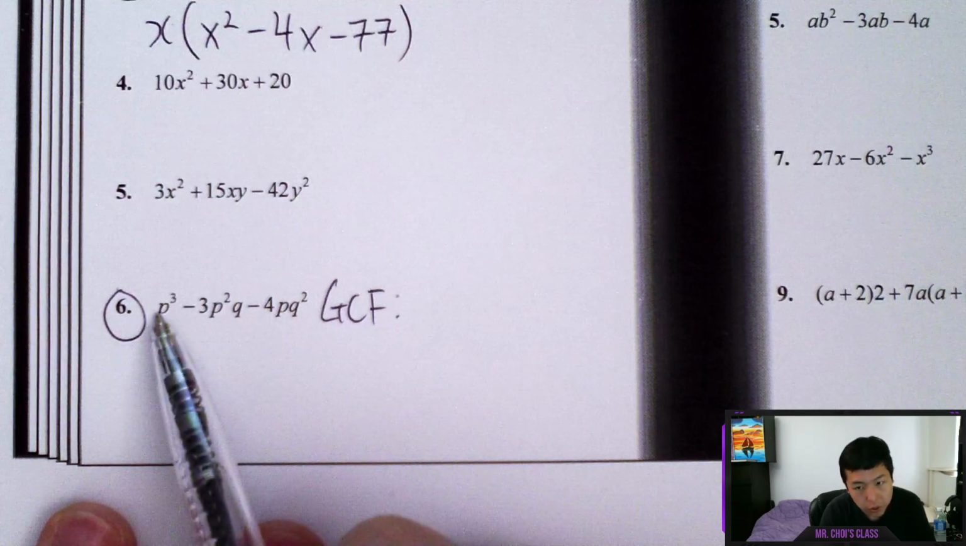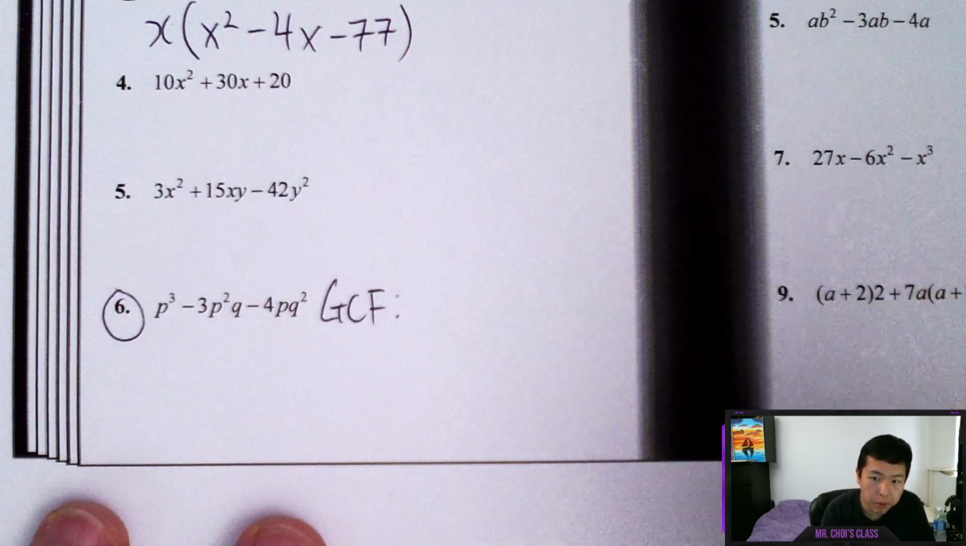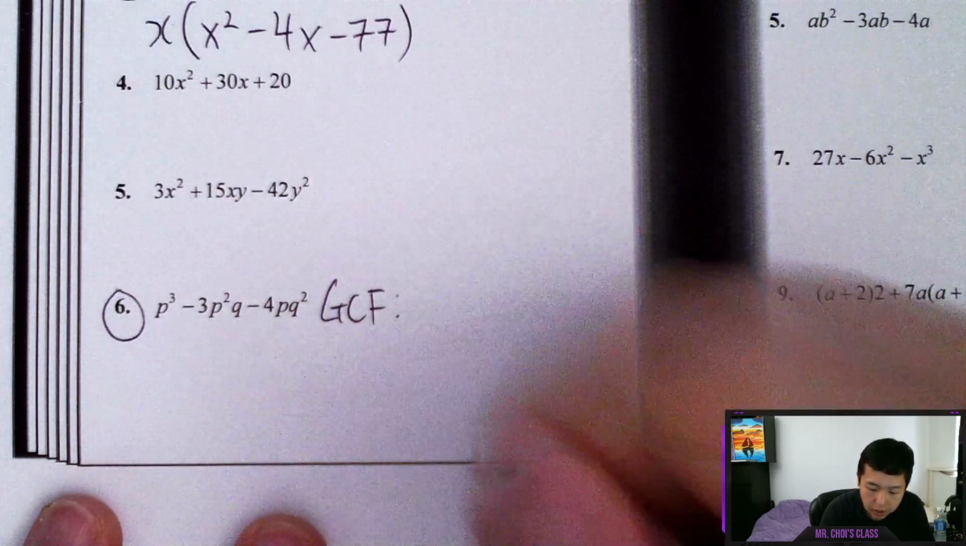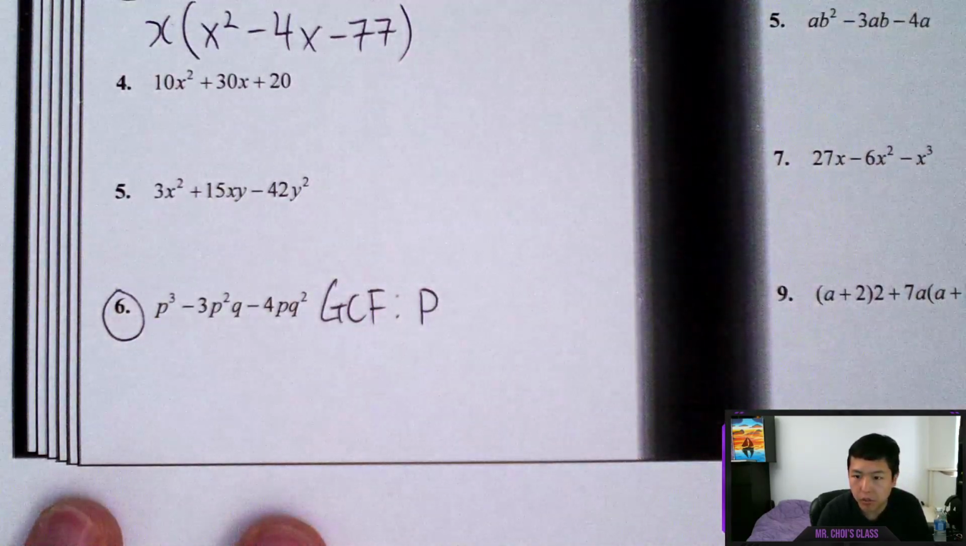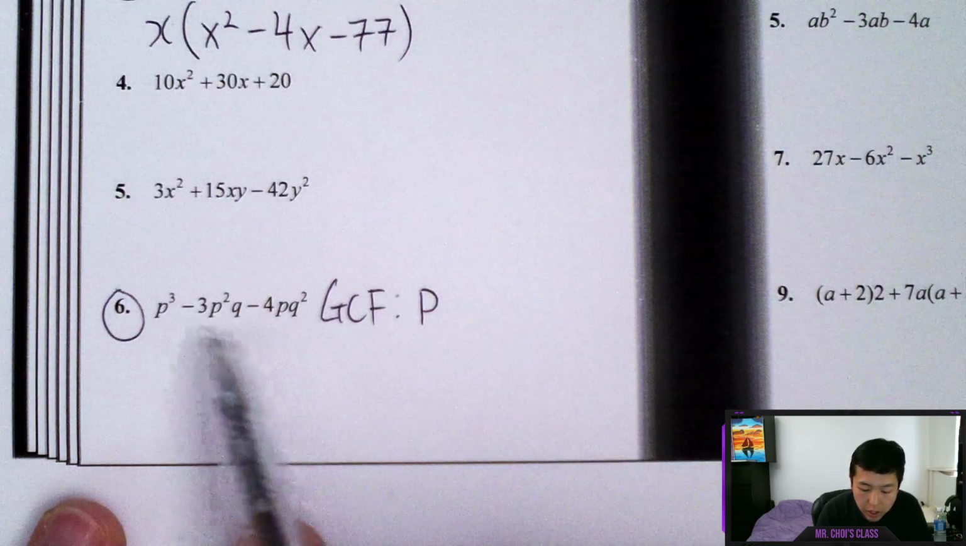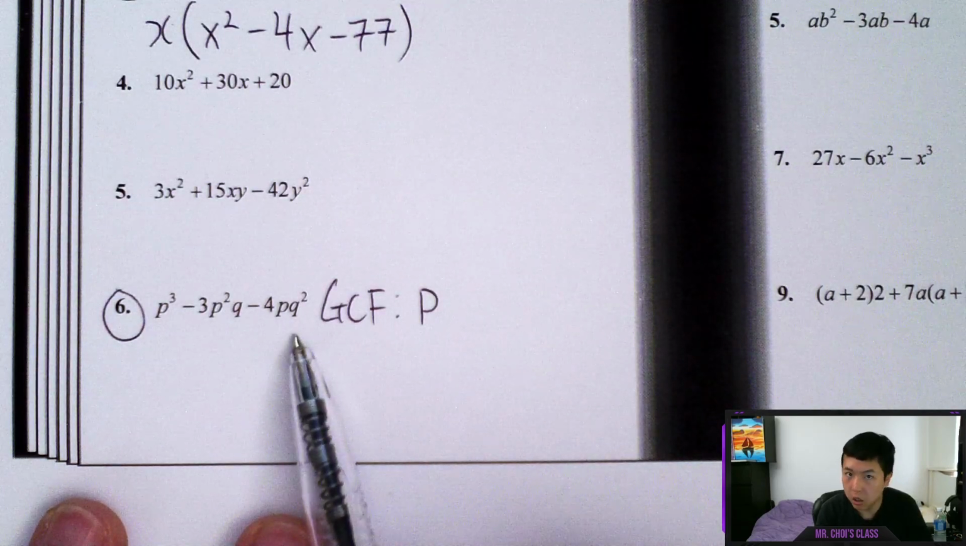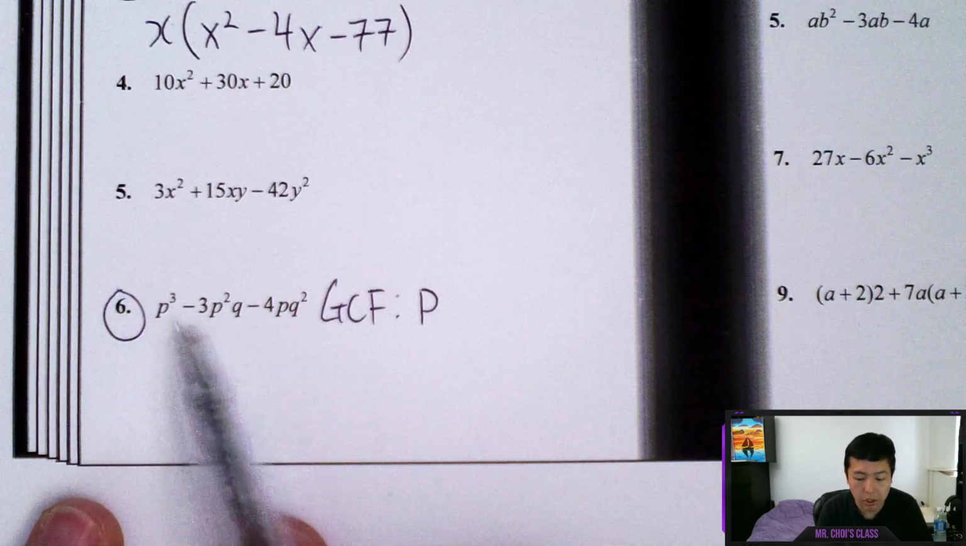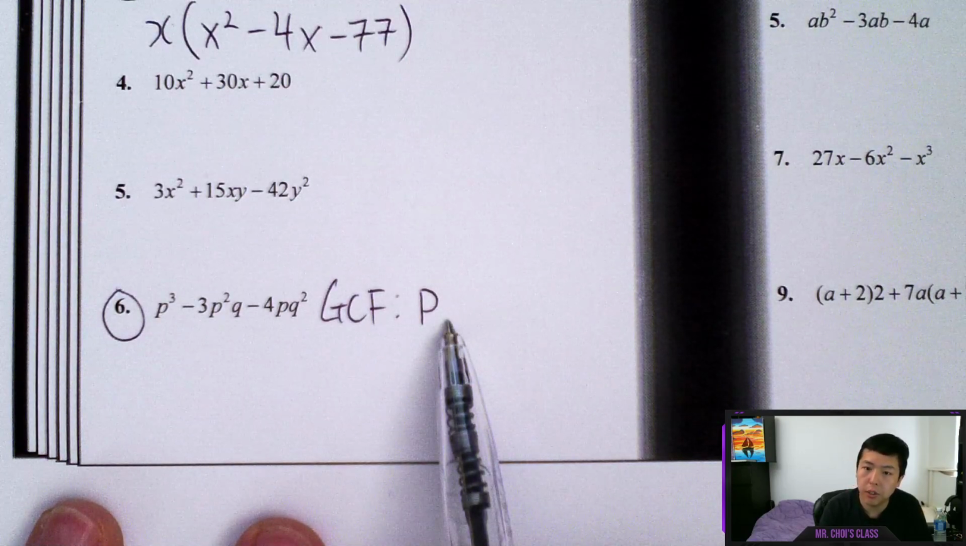There's a 1, so we can't pull out a number. P's, does everything have a P? Yes. What's the smallest P? Well, P to the power of 1. What about Q? Does everything have a Q? No. Everything does not have a Q. This one's missing a Q, which means the GCF is just the variable P.